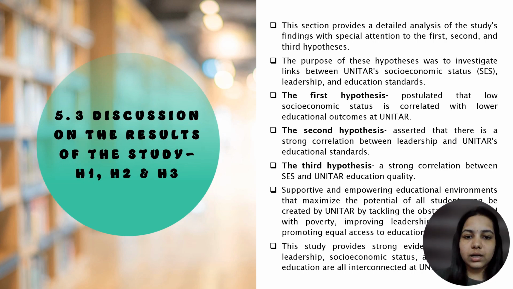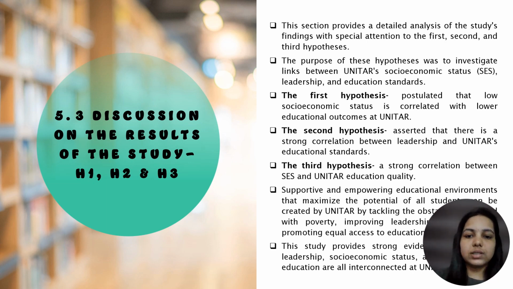Thirdly, we hypothesize that there is a strong correlation between socioeconomic status and UNITAR educational quality. This hypothesis was supported by the result of the correlation analysis, which showed a positive correlation of .762 between socioeconomic status and educational attainment. The results imply that kids from more affluent households have easier access to educational opportunities, resources, and support networks.